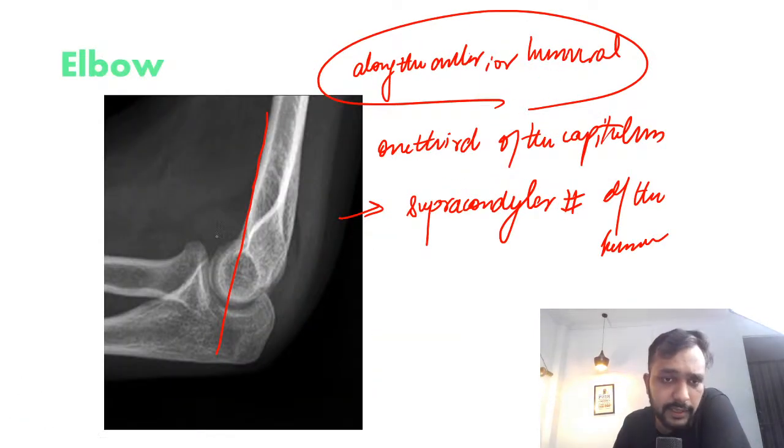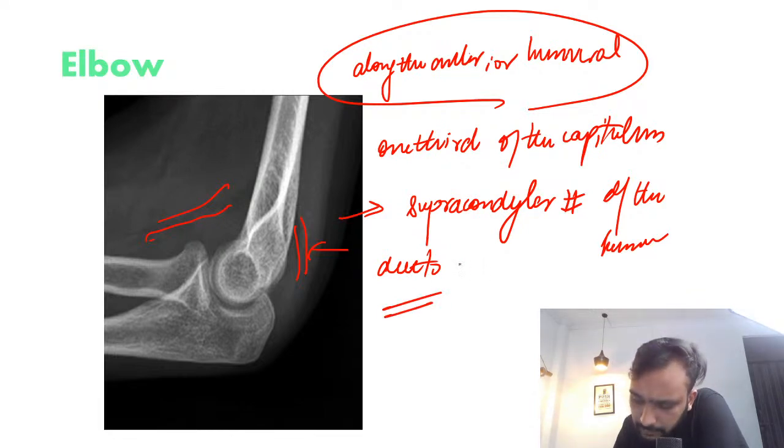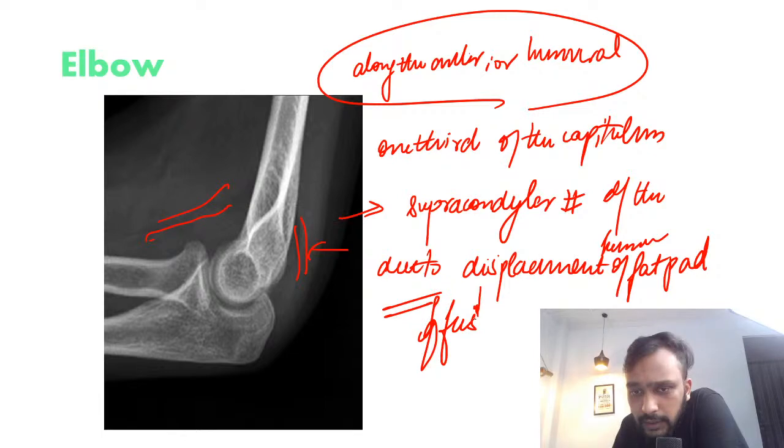Here again, guys, in this x-ray I just wanted to tell you one more thing: the fat planes appear displaced. The fat planes around the elbow joint are displaced. If you can see, there is some radiolucency around the elbow joint. This radiolucency is due to displacement of fat pads, and displacement of fat pads has occurred because of effusion around the elbow joint.